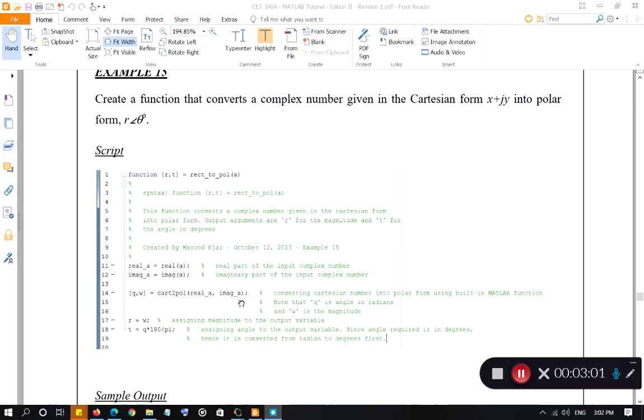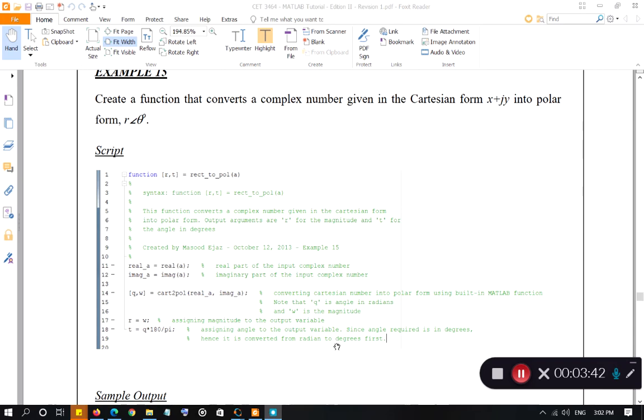So I used that built-in MATLAB function and calculated the angle in radians and the corresponding magnitude of the complex number. My output variables are r and t. I assigned r the value of w, which is of course the magnitude, and t is the angle but in radians. So I changed that into degrees by multiplying q by 180 and dividing by pi. So my output variables r and t, in this order, are first the radius or magnitude, and second the corresponding angle in degrees.